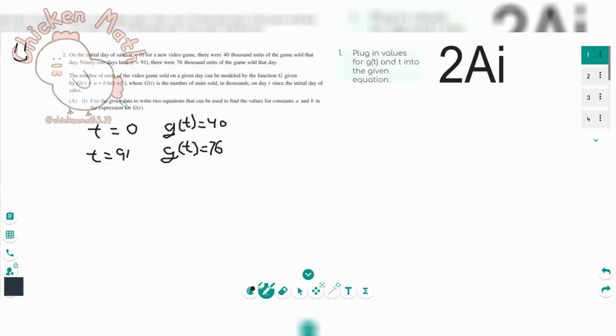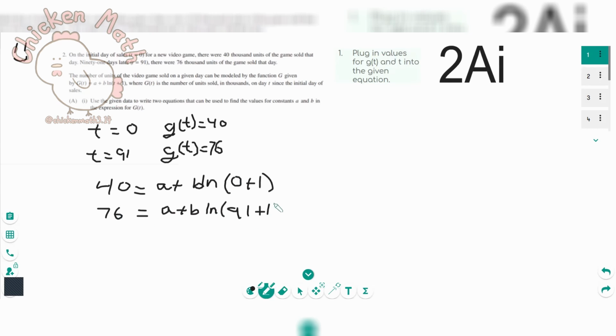All right, so using the equation of g and t, we can plug our t values and our g of t values into this g of t equation, and that'll give us a system of equations that we can use to find our constants a and b. It's pretty easy, you just plug it in. So we have 40 equals a plus b ln(0 plus 1). Then we do the same thing. So we have 76 equals a plus b ln(91 plus 1). This is going to be our answer for A1. We're just finding those system of equations simply by plugging in our values.